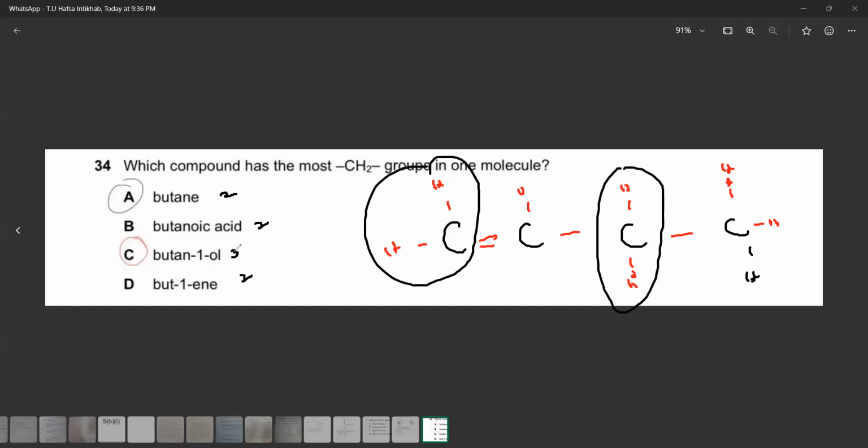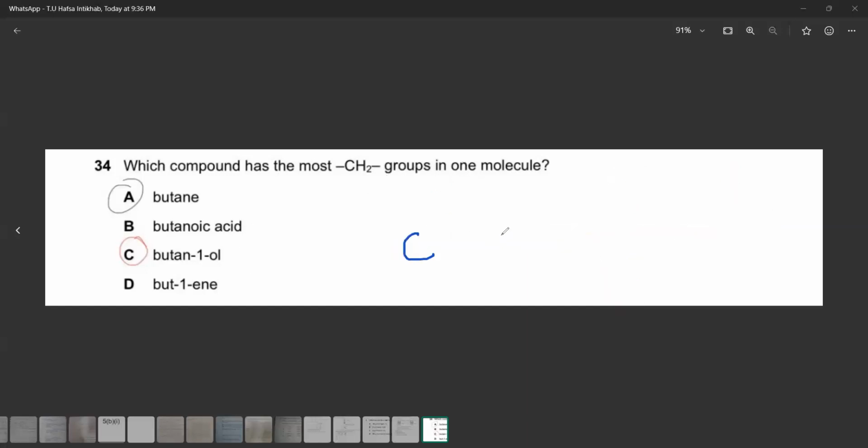So butan-1-ol. What is the structure of butan-1-ol? But means 4 carbon, so we draw 4 carbon, 1, 2, 3, 4. And 1-ol means the OH is attached with the first carbon. You can attach from right, you can attach from left, it does not make a difference. Then these carbons are all single bonded. So on this carbon, 2 bonds are available, 1 hydrogen up, 1 hydrogen down.